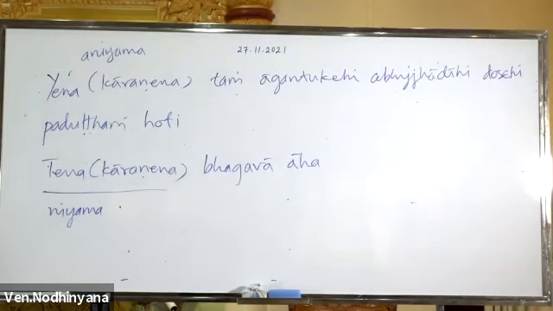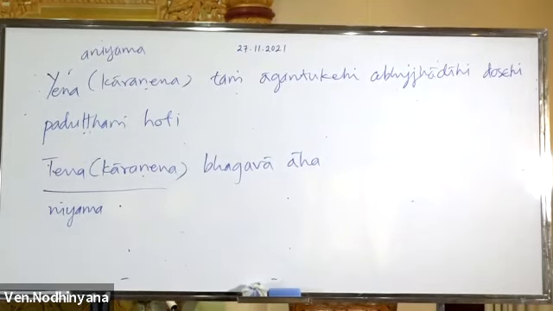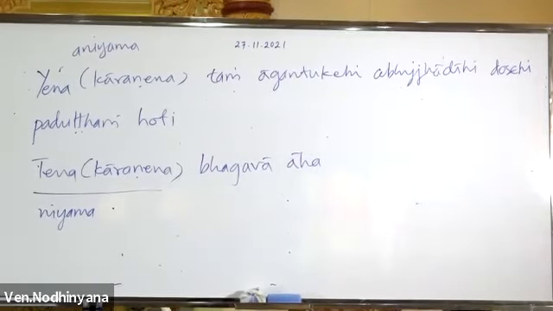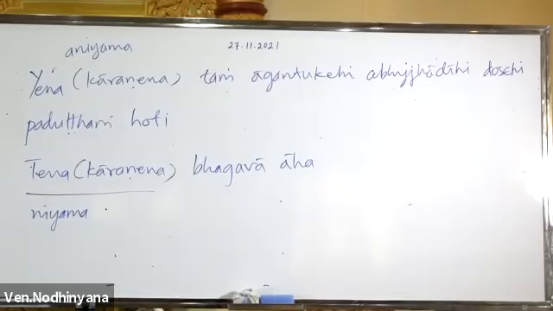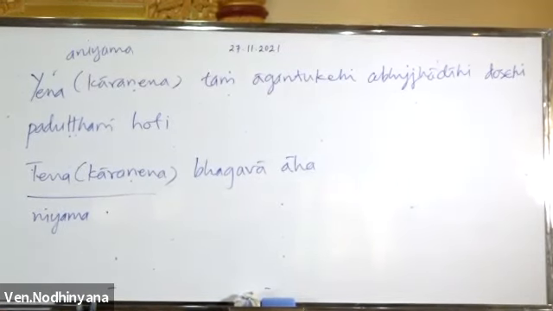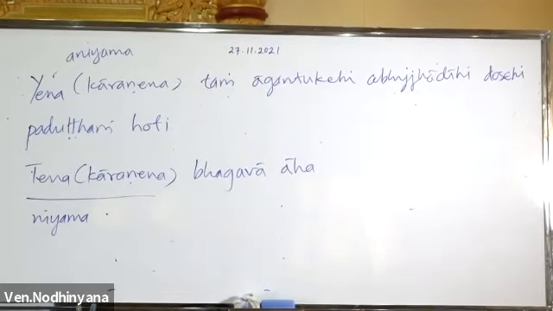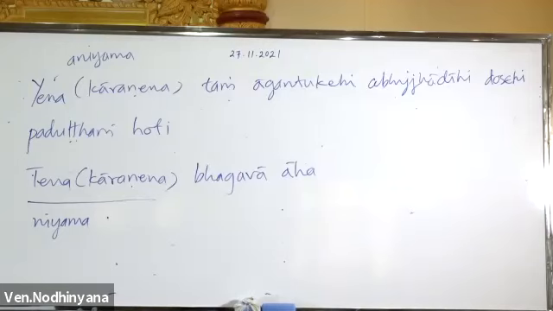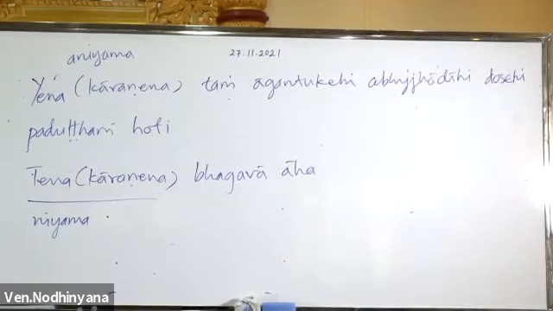Okay, now I want Sally Mabunya to read that sentence. You can look at the whiteboard. Okay, now I don't hear your voice. Oh, sorry, yeah. Yena karanena tam agantukehi abhijatihi dosehi padutthan hoti, tena karanena bhagava aha. Okay, so yena karanena tam agantukehi abhijatihi dosehi padutthan hoti is the aniyama sentence. Tena bhagava aha is the niyama sentence.